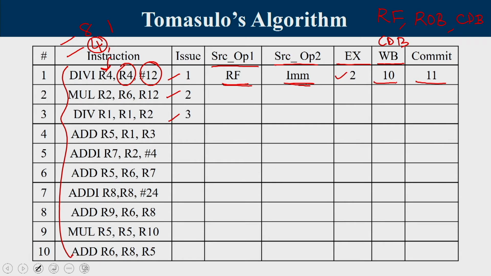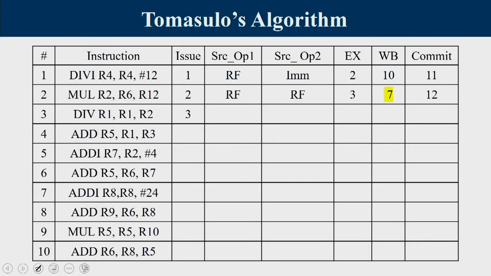So, at the 10th clock cycle, it is going to write into CDB. In the 10th clock cycle, when you write something into CDB, it reaches the reorder buffer, and in 11, you are going to commit. Now, we will move into the next instruction. The next instruction is multiplication R2, R6 and R12. So, R6 and R12 are the operands. Both the operands are now in the register file because no other instruction before it is going to produce a result either to R6 or to R12.